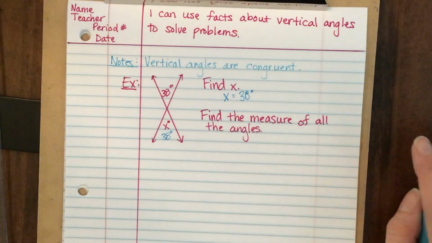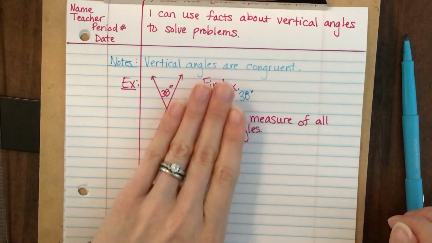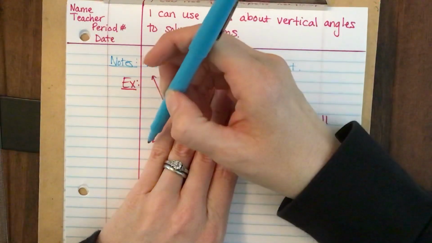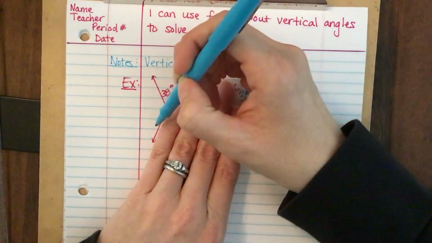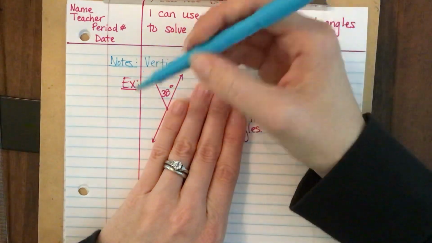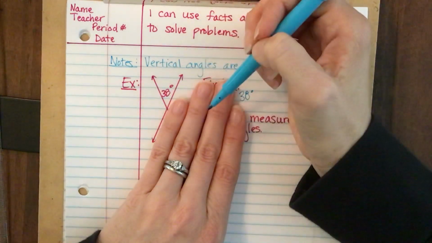You might be unsure of how to approach this. So I'm going to help you out a little bit. I'm going to cover this up. Now look what we have. This is a straight line. So these two angles are supplementary to each other, which means that they add up to 180 degrees.